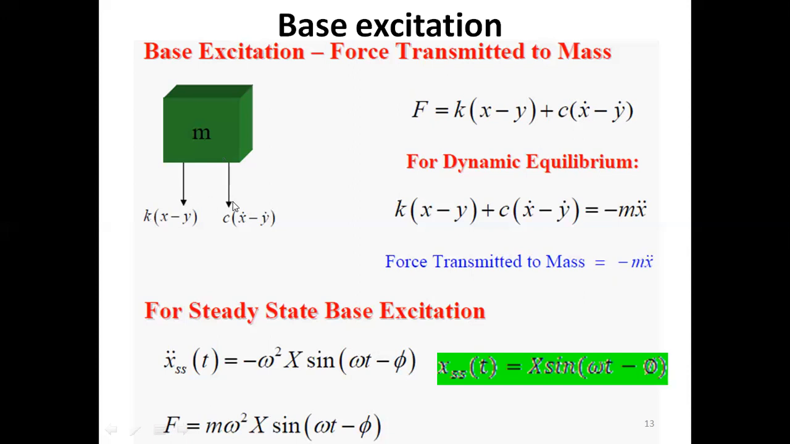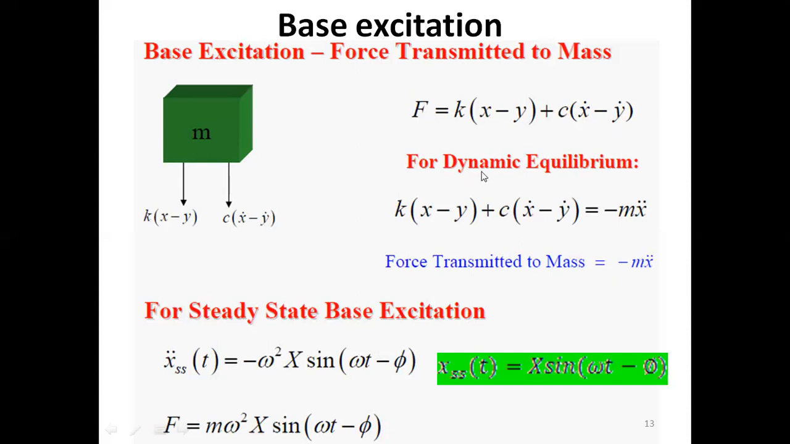So these two forces are transmitted from the base into the mass. To the mass, the spring force is transmitting, and also the damping force is transmitting. So the total force that is transmitted to the mass, let's say it's F, would be the spring force, which is k(x minus y), plus the damping force, which is c times (x dot minus y dot).